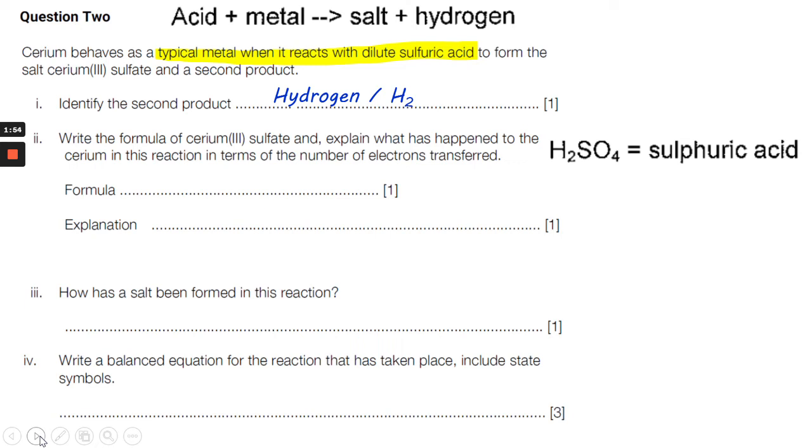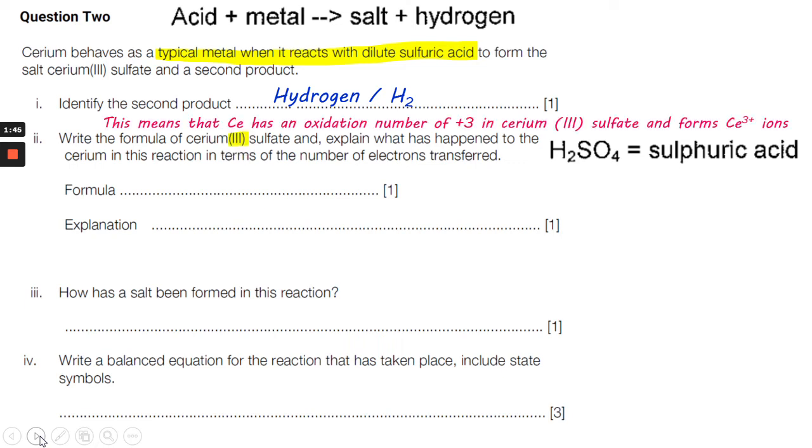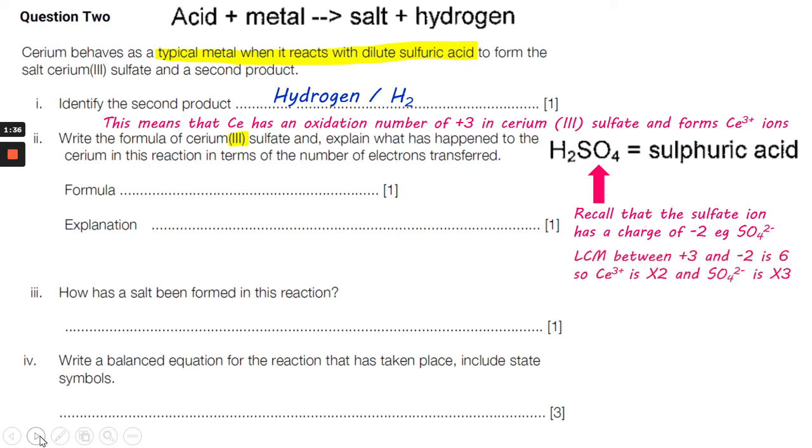So remembering that sulfuric acid is H2SO4, the cerium 3 sulfate, first of all, means that cerium has an oxidation number of +3, and therefore will form Ce3+ ions. Recalling that the sulfate ion has a charge of -2, and that the lowest common multiple between +3 and -2 is 6, so Ce3+ is multiplied twice, and sulfate is multiplied 3 times. That'll give us Ce2(SO4)3.